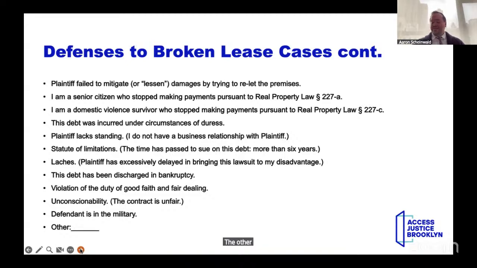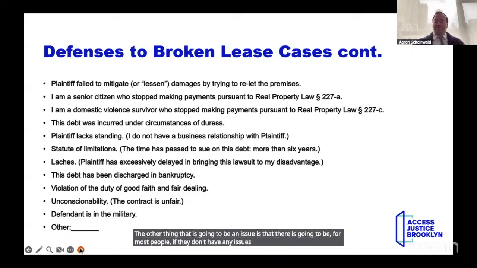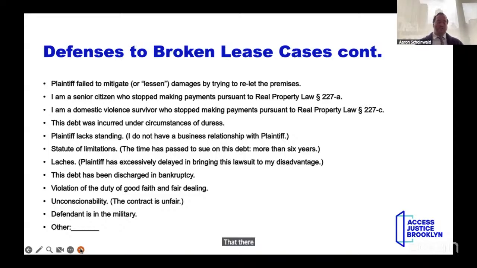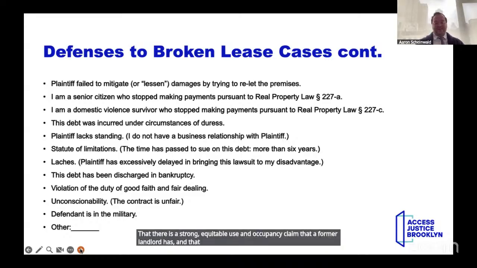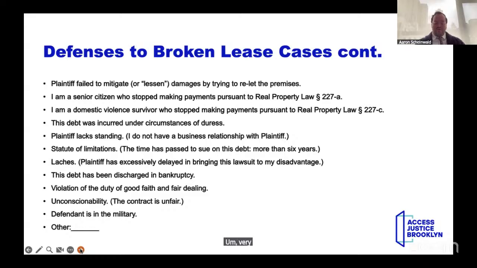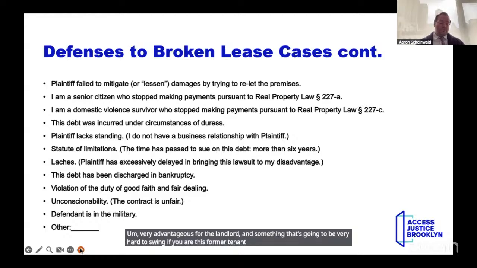The other thing that is going to be an issue is that there is going to be, for most people, if they don't have any issues related to implied warranty of habitability or constructive eviction or something like that, an issue of use and occupancy. And civil court judges are going to expect that if someone was actually in the premises, there is a strong equitable use and occupancy claim that a former landlord has, and that there needs to be a financial settlement of some kind. And generally, a financial settlement that is relative to credit card cases, and especially third-party debt buyer cases, very advantageous for the landlord, and something that's going to be very hard to swing if you are this former tenant or former occupant.